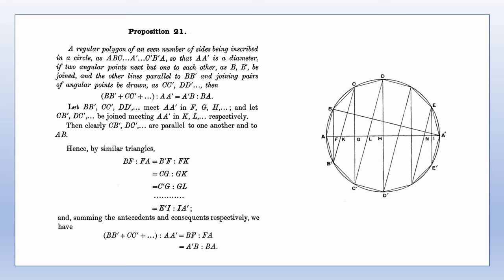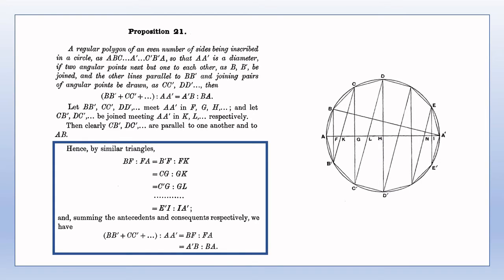In the statement of proposition 21, the angular points mentioned are the pairs of points such as B and B primed or C and C primed, which can be joined by a straight line perpendicular to the line joining the points A and A primed. The triangles ABA primed and ABF are similar since angle ABA primed is a right angle by Euclid 3.31, and since BF is perpendicular to AA primed, so triangles ABA primed and ABF are similar by Euclid 6.8.